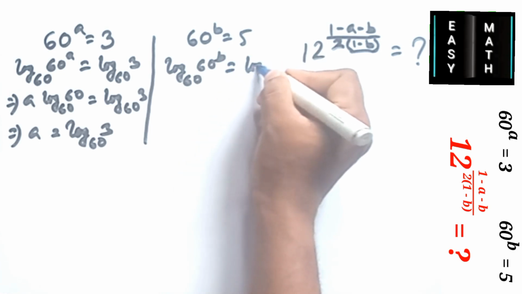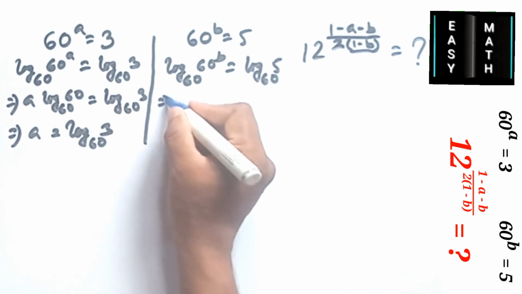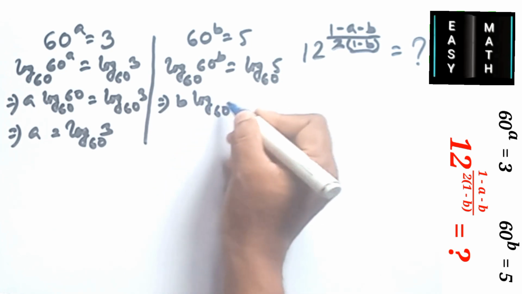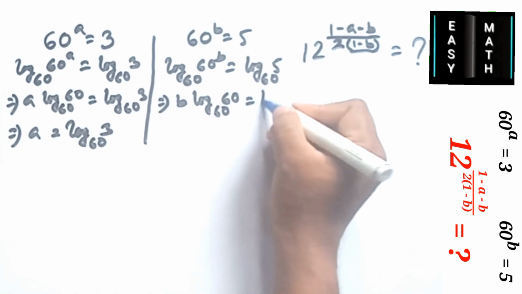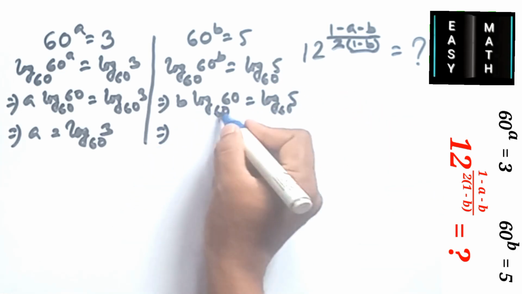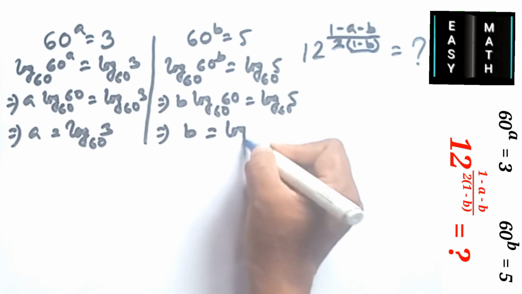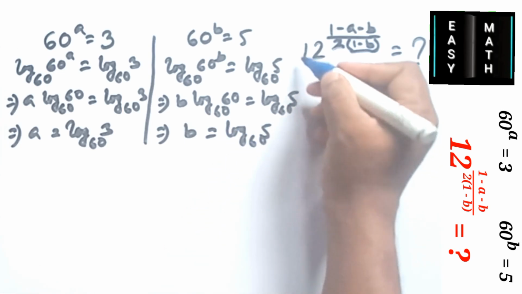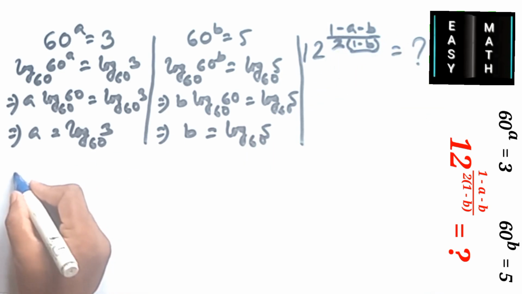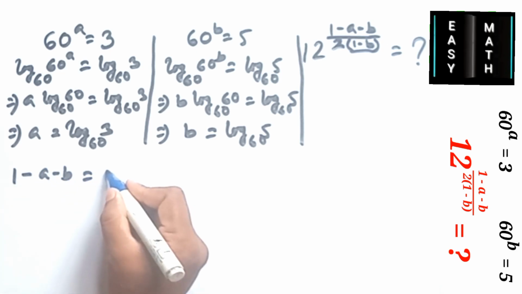Similarly, log base 60 of 5 is b here. This is log base 60 of 60, which is 1, so this is b, and this is log 65. So we can write, from here, 1 minus a minus b.